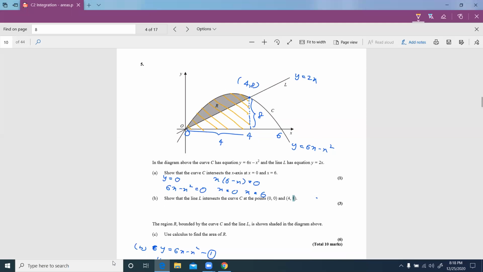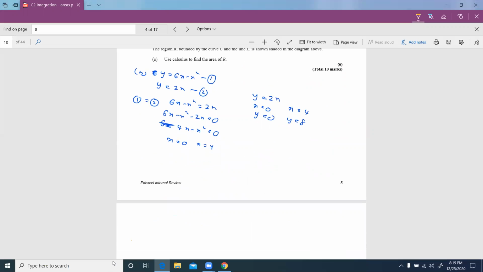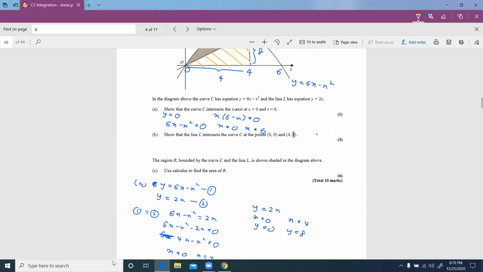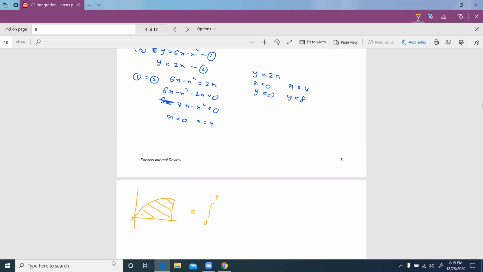Let's go ahead with that part. The graph is somewhere like this, and we find this area. You can get that by integration from 0 to 4. The curve is 6x minus x squared. So if you do this integration, it turns out to be 6x squared over 2 minus x cubed over 3, from 0 to 4.